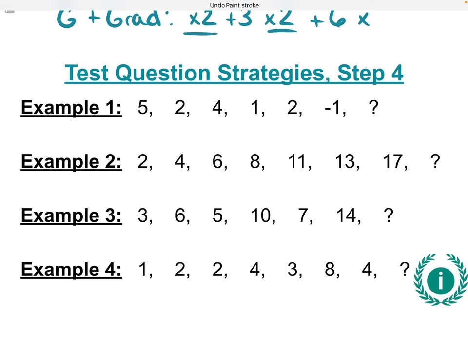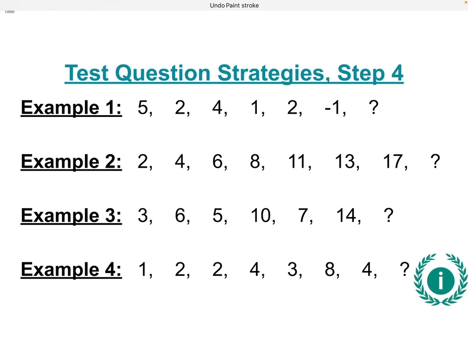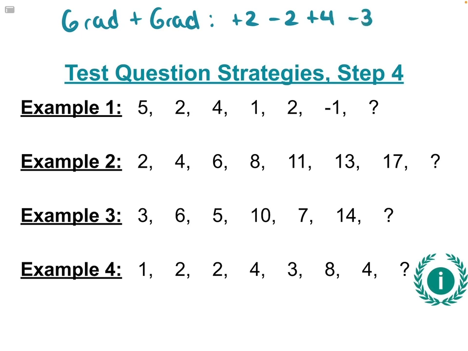Then the last example, you can have two different alternating gradual changes going on at the same time. So it would be a gradual plus another gradual. So let's see what that would look like. We could have +2, -2, +4, -3, +8, -4. So the subtraction pattern is gradually decreasing by 1 each time, while the addition is gradually increasing by a multiple, not an addition, by a multiple of 2. 2 times 2 is 4. 4 times 2 is 8, and so on.